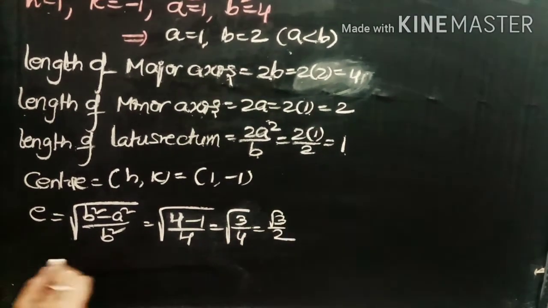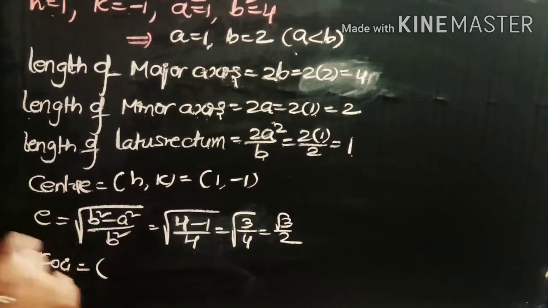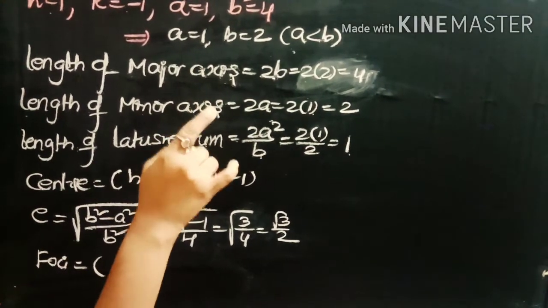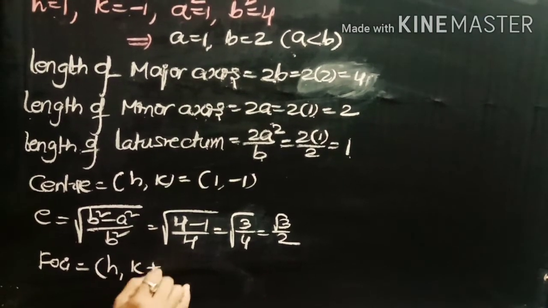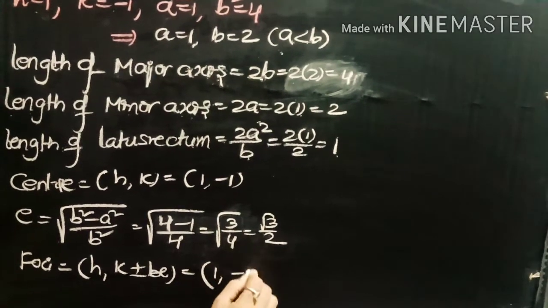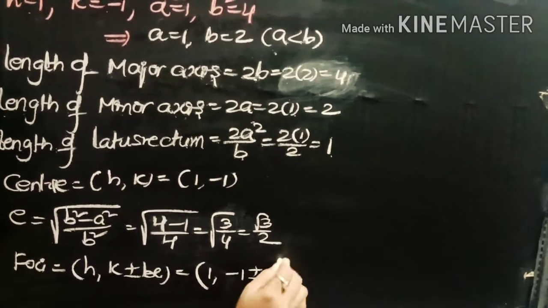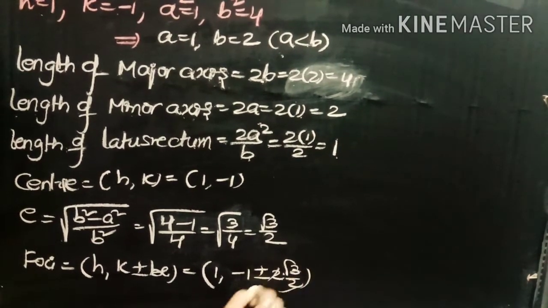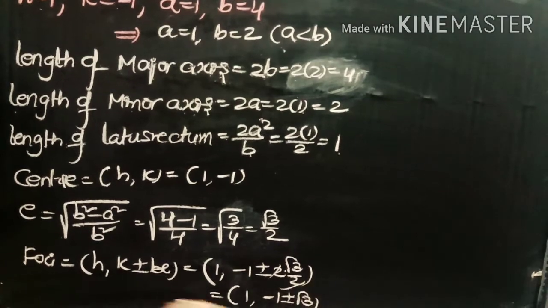and this is equal to root 3 by 2. Now the foci: for the second case we take 0 comma plus or minus be, but here we have h comma k also, so we write the formula as h comma k plus or minus be, and this is equal to h value 1 comma minus 1 plus or minus b value 2 into e value root 3 by 2. Therefore the points are 1 comma minus 1 plus or minus root 3. Now these are the foci.